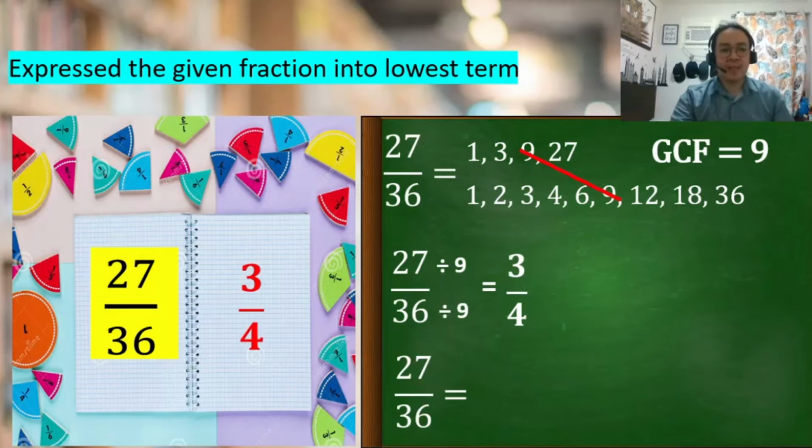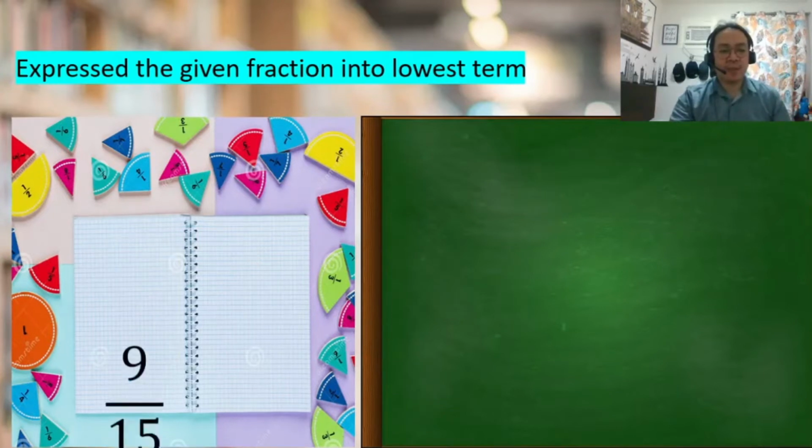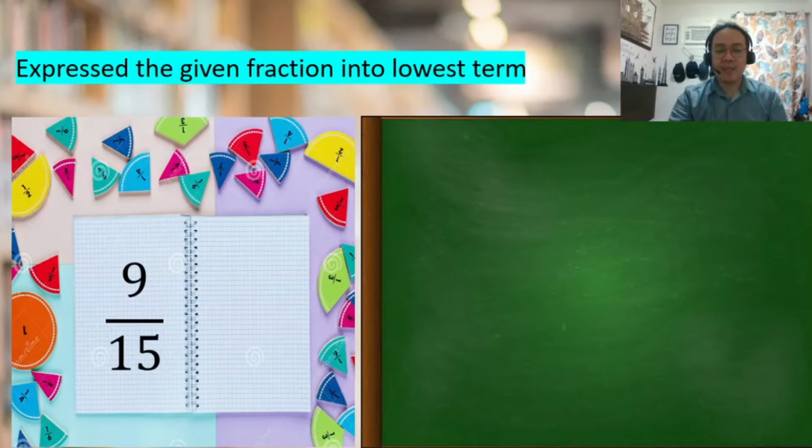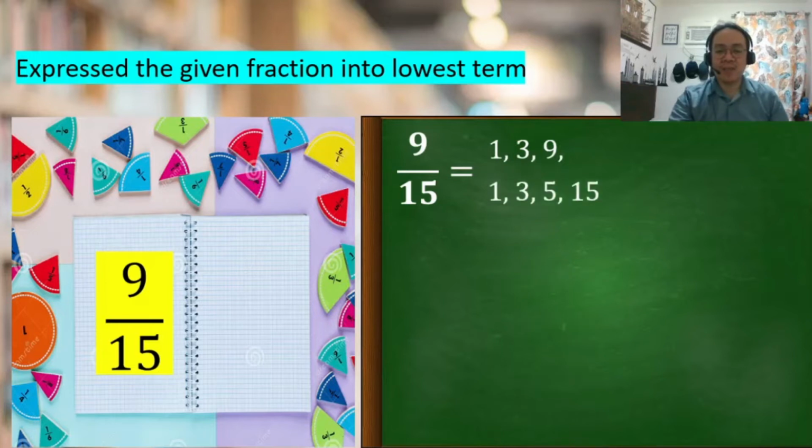Okay. Let's have another example. Sabayan nyo ko, 9/15. Make a list of factors of 9 and 15. Ano yung mga factors niyan? Nagawa nyo na ba? So, here are the factors of 9 and then the factors of 15. Now, take a look at their greatest common factor. Meron si 9, meron si 15, yung pinakamaliit. So, ang GCF niya ay 3.